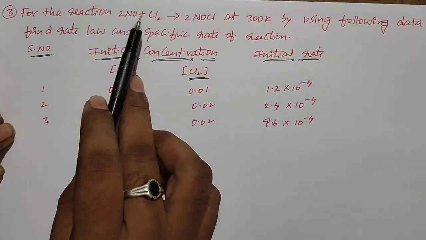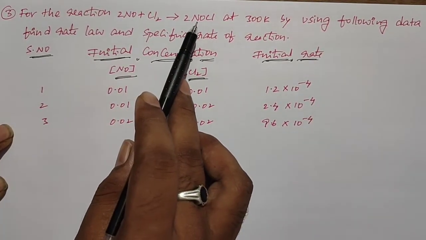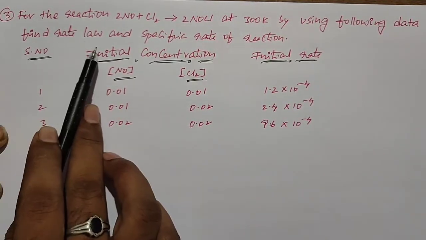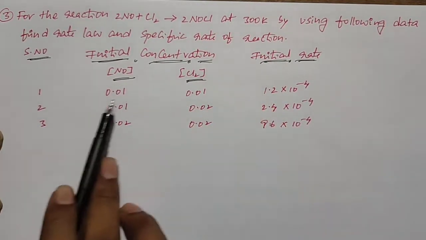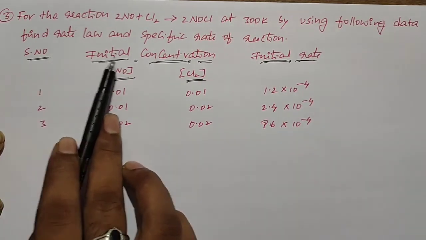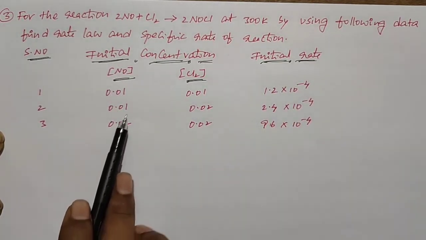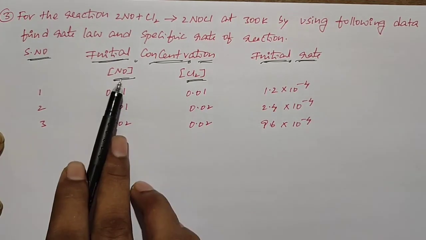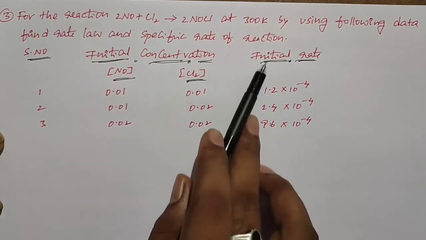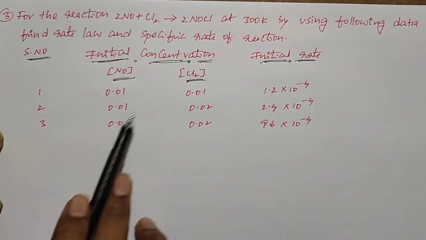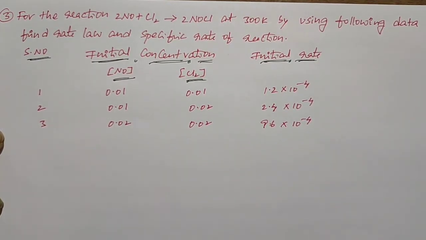Students, this is the next question. For the reaction 2NO plus Cl2 gives rise to 2NOCl at 300 kelvins, by using the following data, find the rate law and the specific rate of reaction. Here we have three columns: serial number, initial concentration and initial rate. They give three sets of values for the initial concentrations of NO and Cl2 at different rates. By using these three sets of values, we need to find the rate law and specific rate.